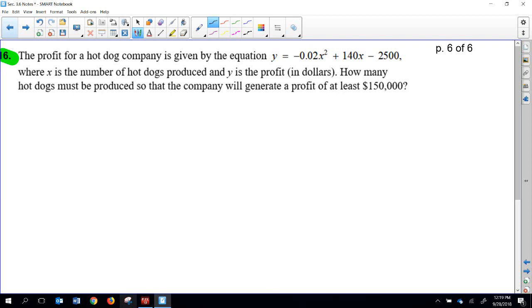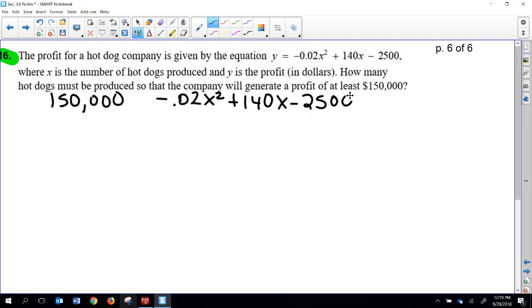Okay, so where am I going to plug that $150,000 in for? Y, right. So I'm going to have 150,000, and I have the negative 0.02x squared plus 140x minus 2,500. What do I want this to be? It says a profit of at least 150,000. Do I want it to be greater than that or less than that? Greater than. I want this value to be greater than, right? Can it be equal to it if it says at least?